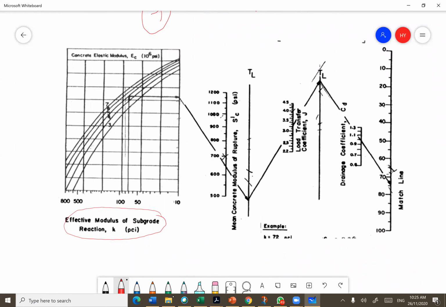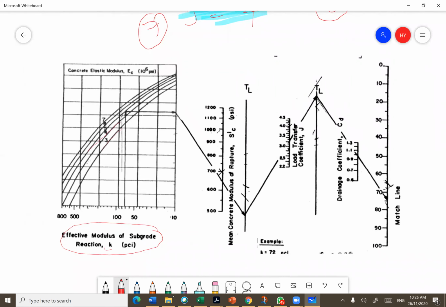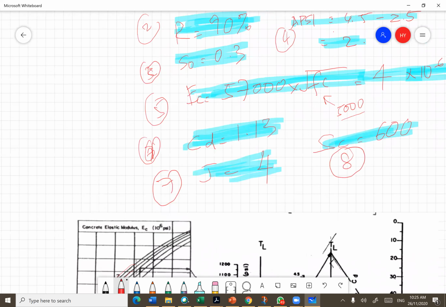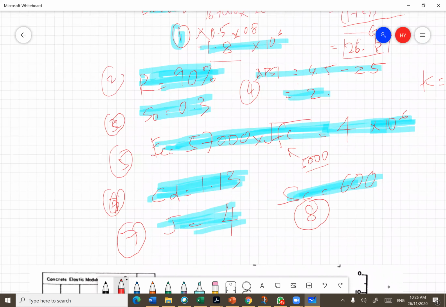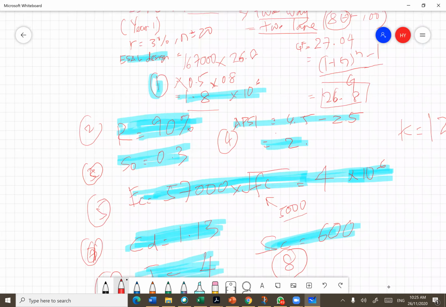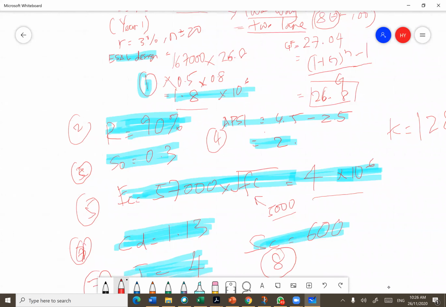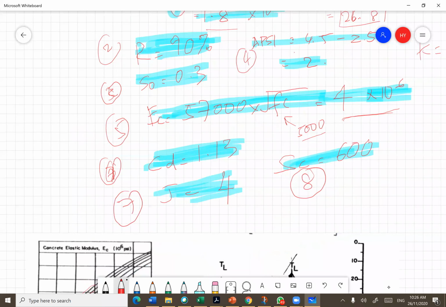Okay, you need to draw a vertical line from the K value towards the concrete modulus. This is the line for concrete modulus, from 3, 4, 5, 6, 7 million. So our concrete modulus is, where is the modulus? EC 4, right? We have 4. The concrete modulus is 4 million.